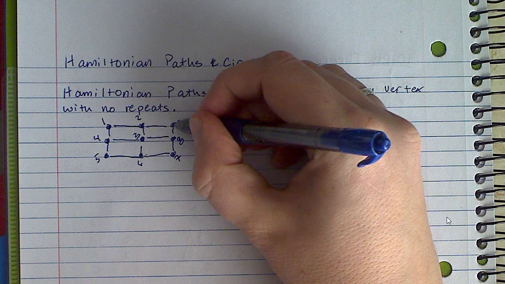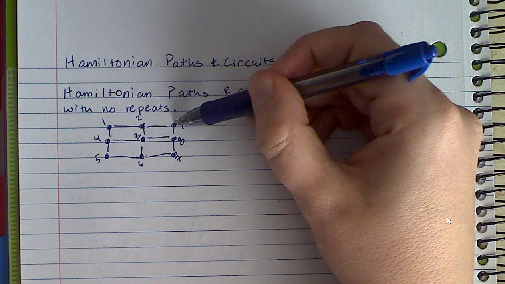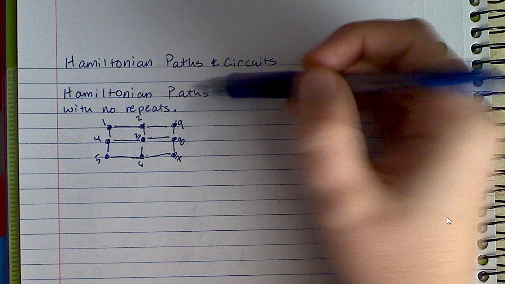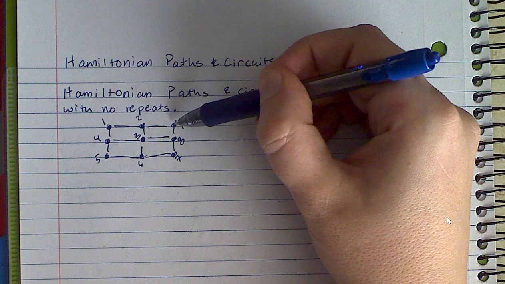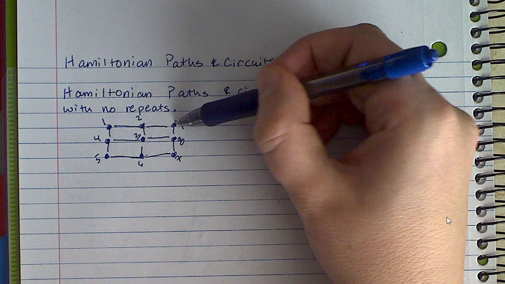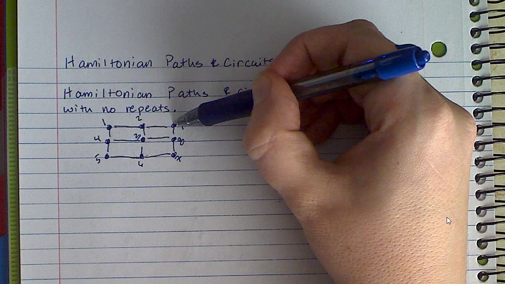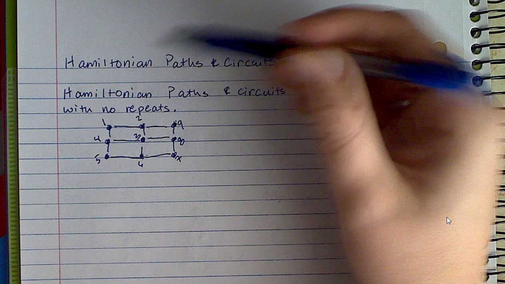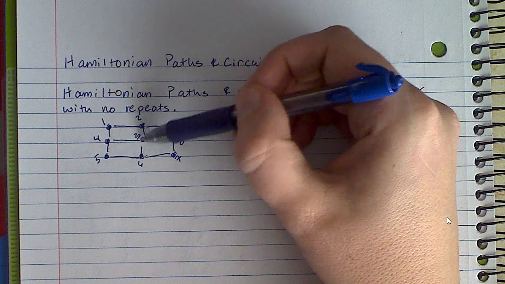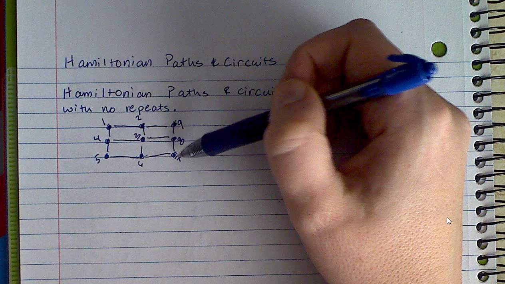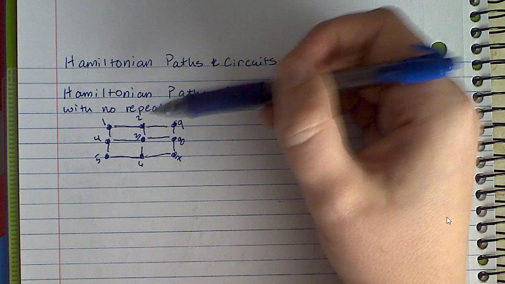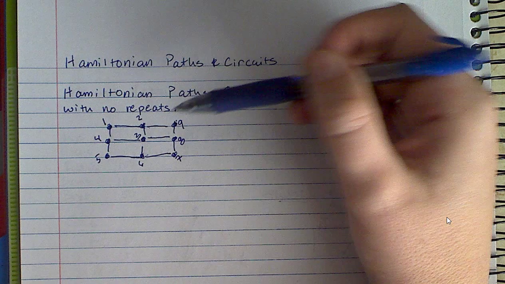Am I ending at the same place that I started? Did I visit every vertex, or did I visit any vertex more than once? So is this a Hamiltonian path or a Hamiltonian circuit? Path. So this was a Hamiltonian path. I went 1, 2, 3, 4, 5, 6, 7, 8, 9. So even though an Euler path and an Euler circuit don't exist, a Hamiltonian path would.